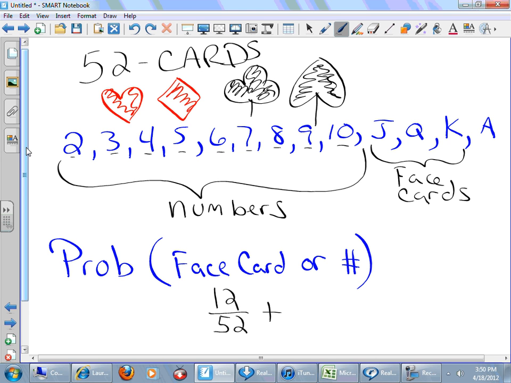You can't just go 10 minus 2 is 8. You have to add 1 because we're not counting the spaces between the numbers. We're counting the actual numbers. You have to include the endpoints.